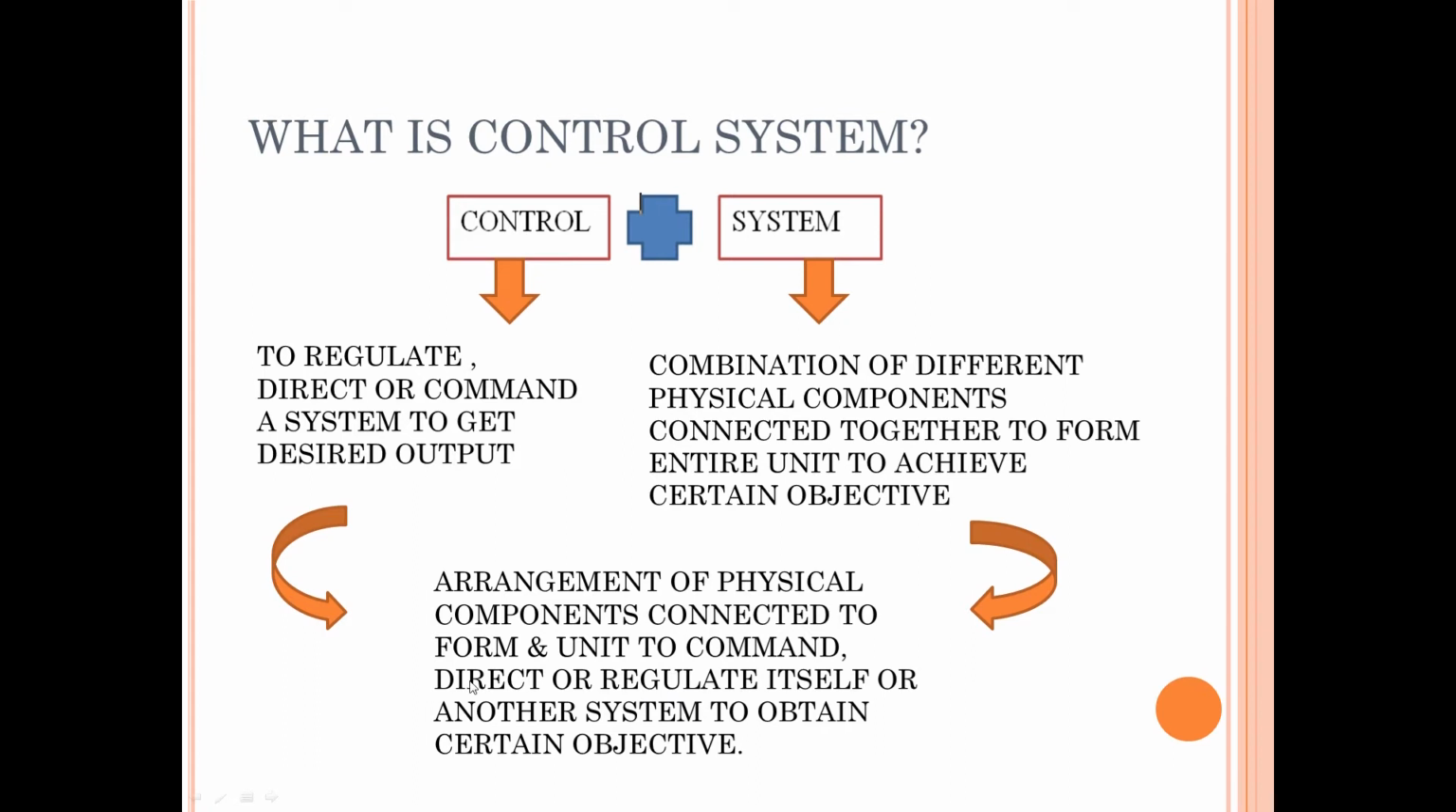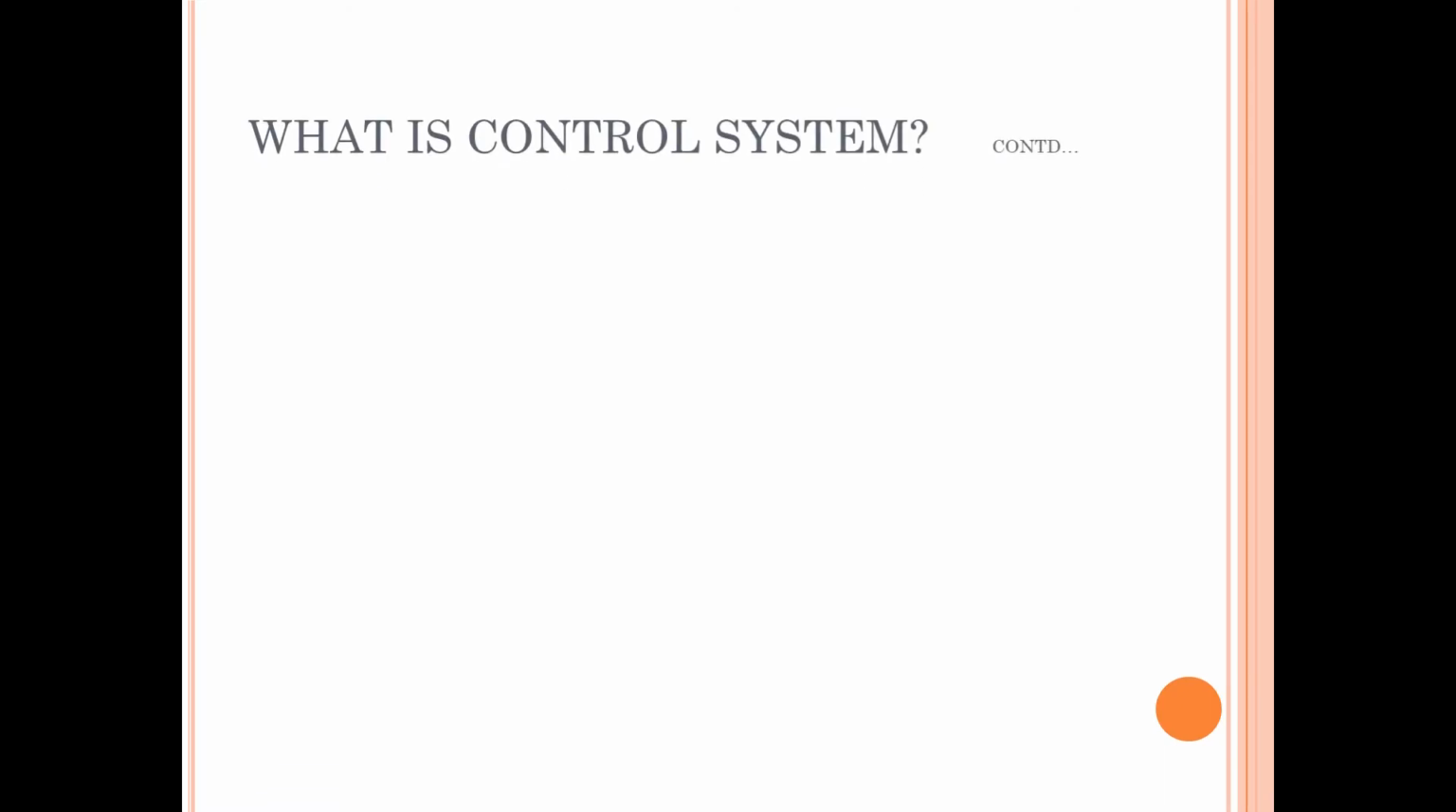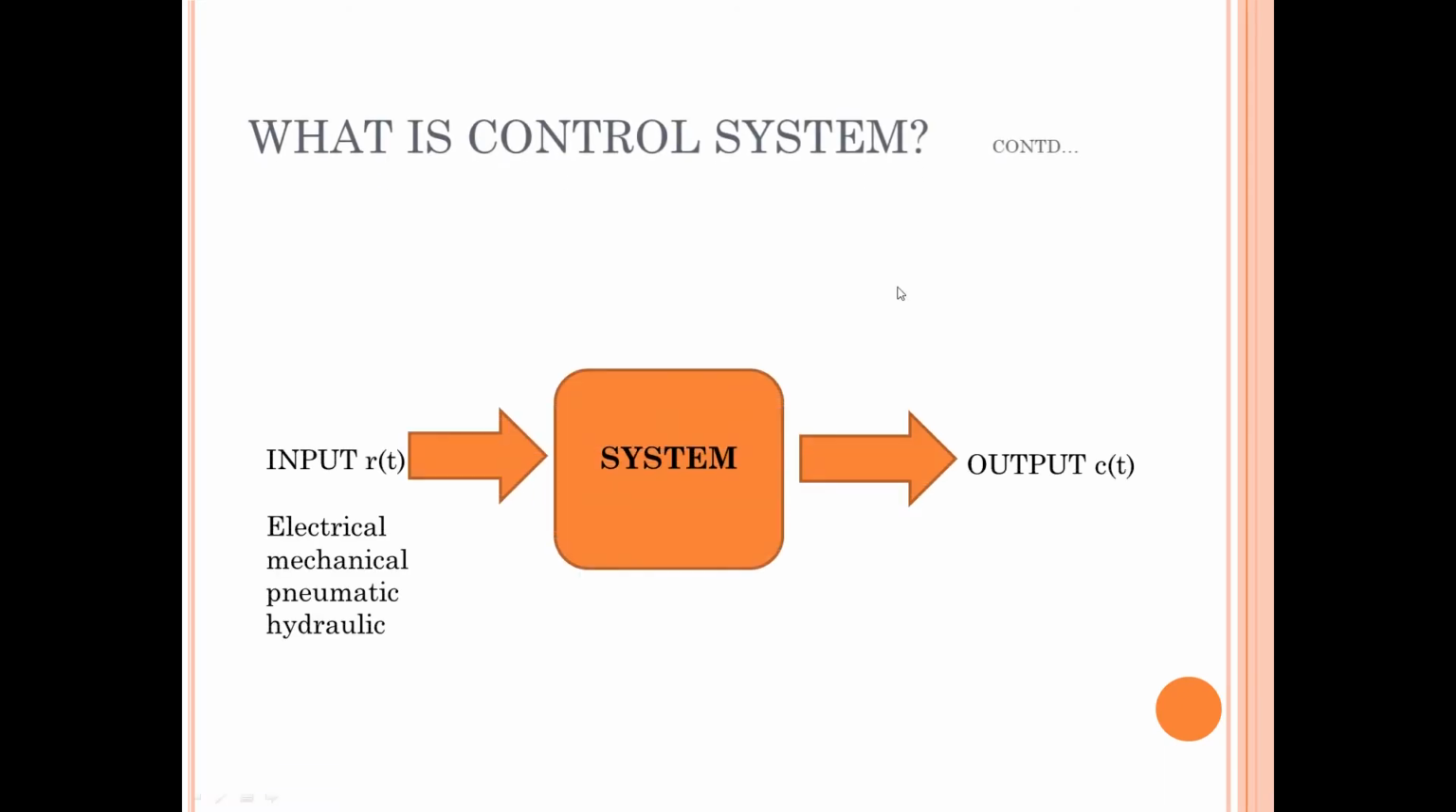So the control system definition is like this: the arrangement of physical components connected or related in such a manner as to command, direct or regulate itself and another system to obtain a certain objective. Now a system has some inputs, and according to that input, the system will produce the output. Generally, in the time domain, the input is represented by r(t), and the output is represented by c(t). We can use x(t) as an input and y(t) as an output also.